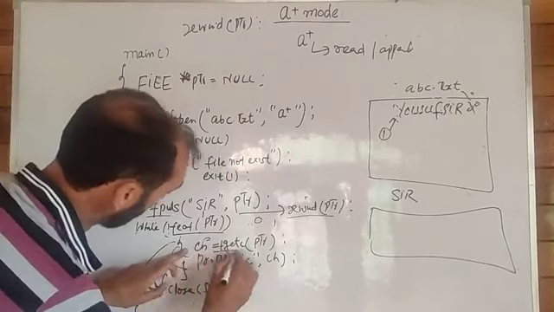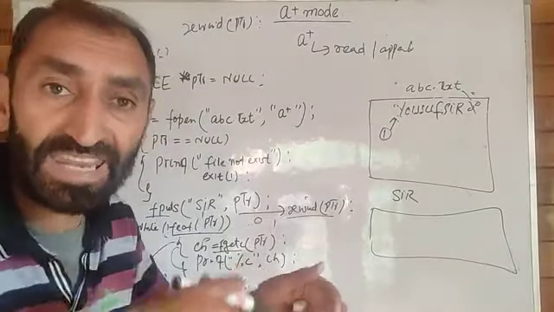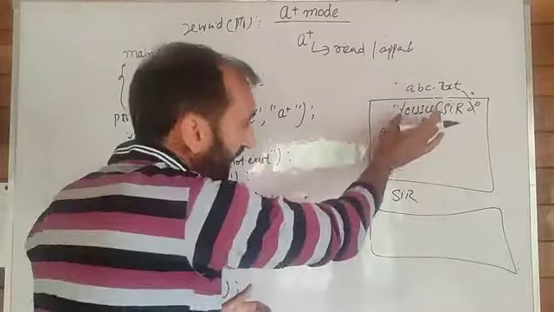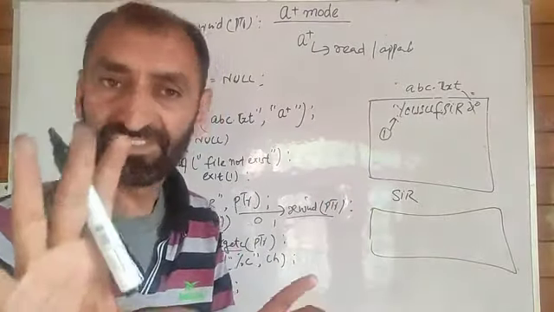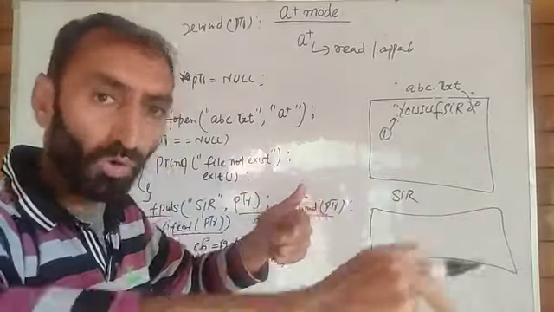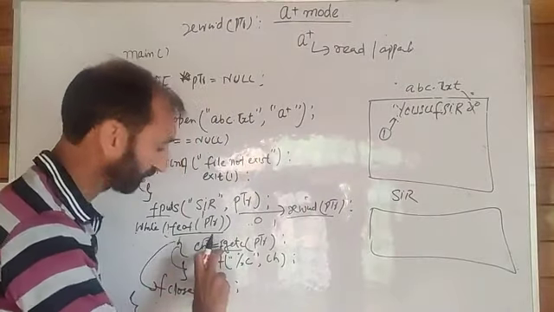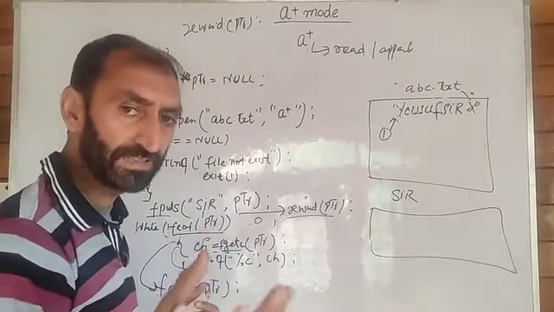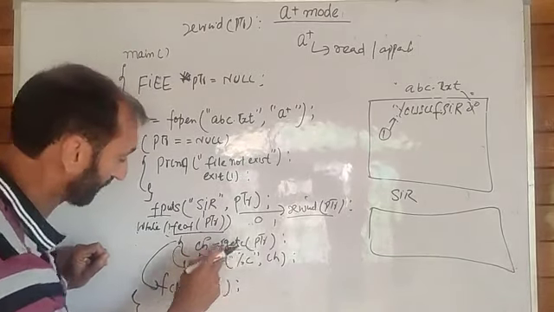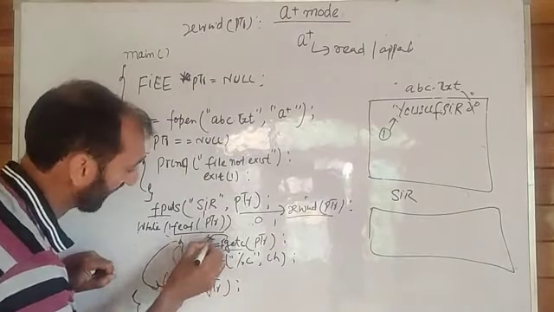Here I have used fgetc, because we want to read this file character by character. In order to read the file character by character, we use the function fgetc. If we want to read a whole string, at that time we use fgets. So here I have used fgetc, and it will return the first character, that is y, and that will get stored in ch.